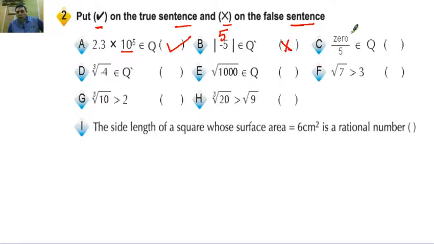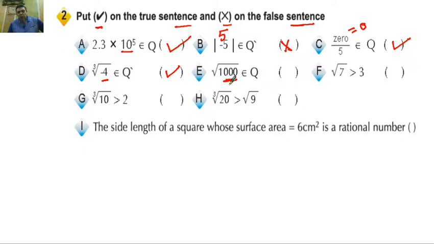0 over 5 equals 0. We mentioned before, 0 belongs to Q. Yes. Cube root of negative 4. There is no number that can be multiplied by itself 3 times to equal 4. So cube root of negative 4 belongs to Q dash. Yes, it belongs to Q dash.